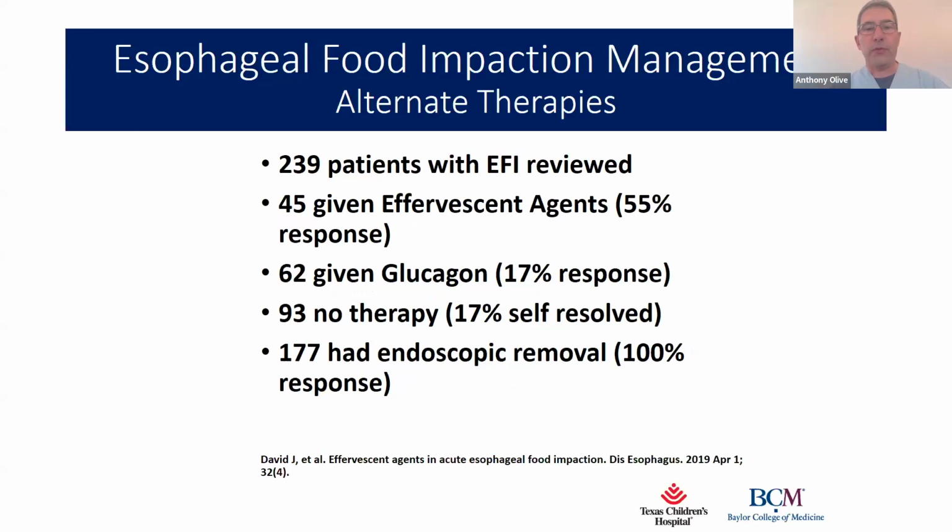This was from 2019. 239 patients were reviewed, and 45 of them were given an effervescent agent that releases carbon dioxide, and presumably the pressure from that pushes the food bolus down. And interestingly, there was a 55% response rate in that group. Those that were given glucagon had a similar response rate to those that were given no therapy. Again, those that got endoscopic removal had 100% success.